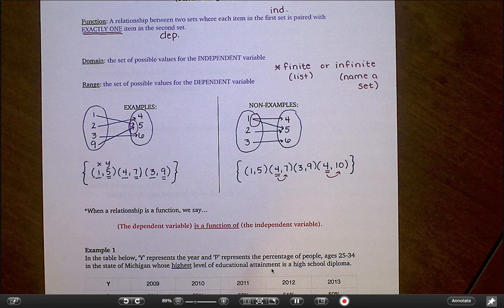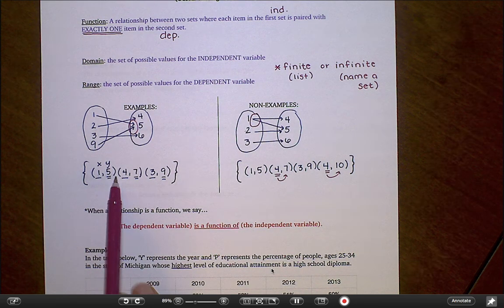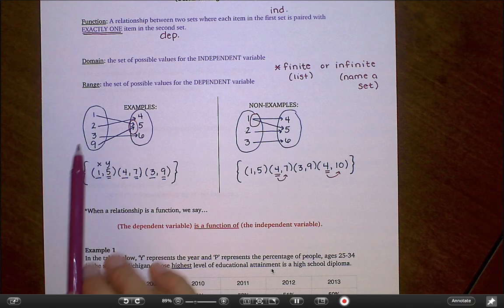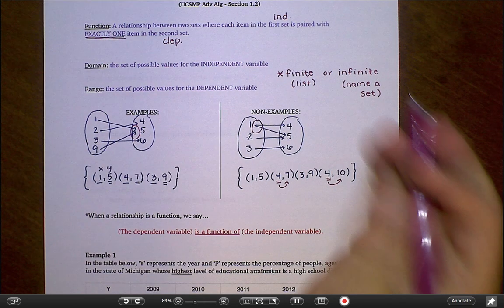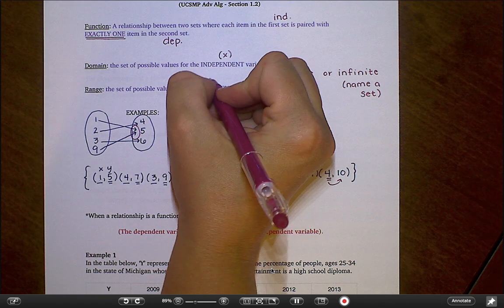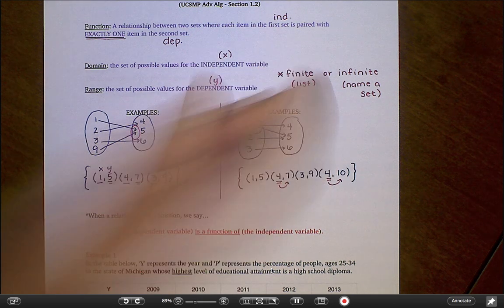So if I hand you something like this and I say, tell me if this is a function, what you're looking for is whether or not the x's repeat, okay? The x's are what's important because the x always represents your independent variable. And actually, I'm going to throw that in up here. The independent variable, when we're talking algebra, is always your x values. The dependent variable is always your y values.